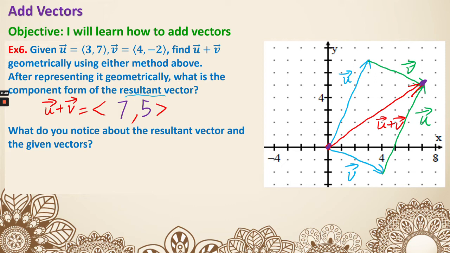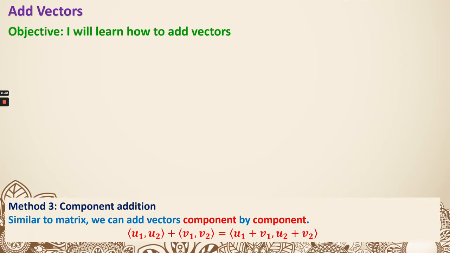So you can pause here and have a look at these numbers from U and V and the U plus V. See what you would notice. Hopefully you have had a look and noticed something, but whatever you notice is going to lead us to the last method, which is about the components. The 3 plus 4 is basically the 7. The 7 plus negative 2 is basically the 5. So for component form, it is going to be quite easy.